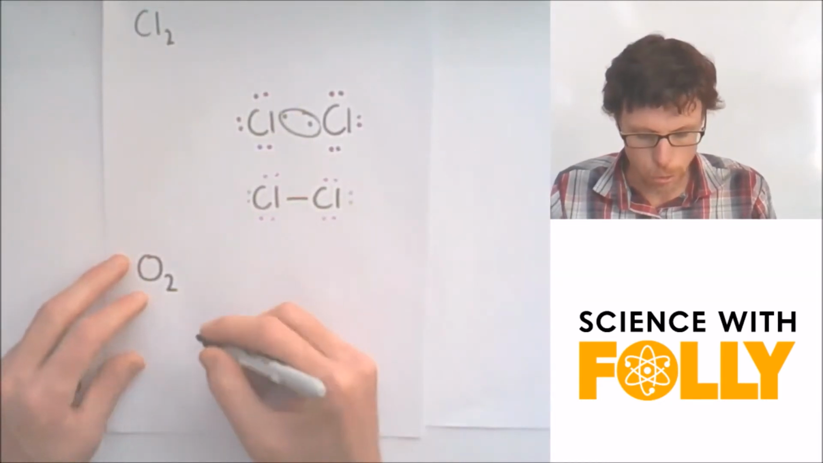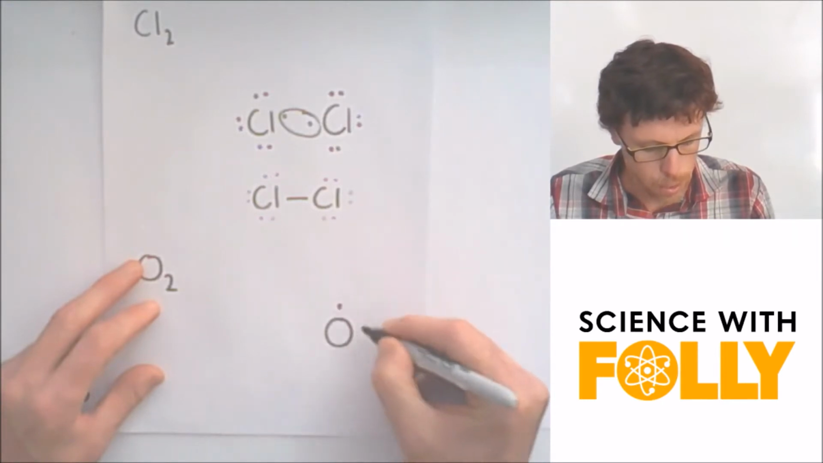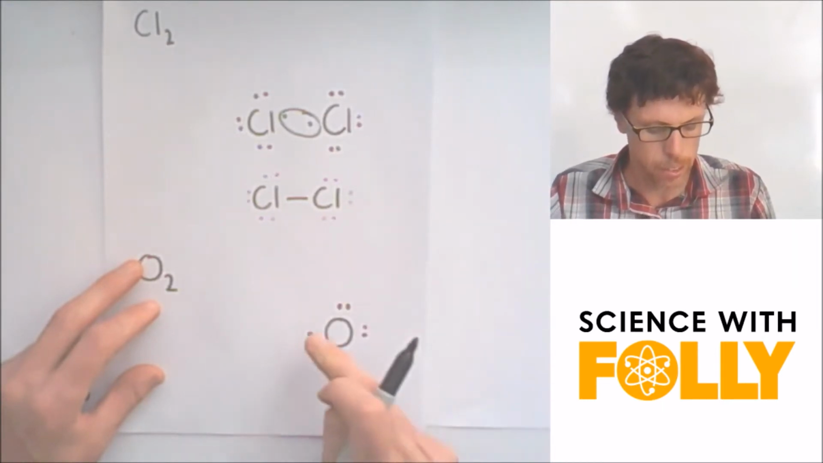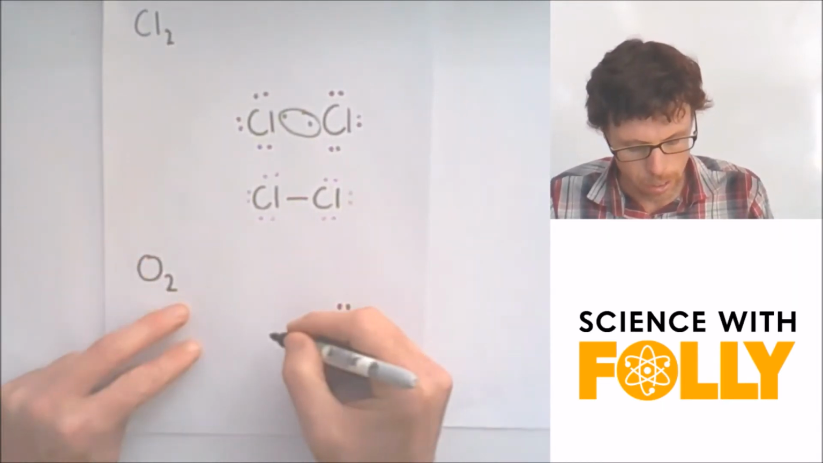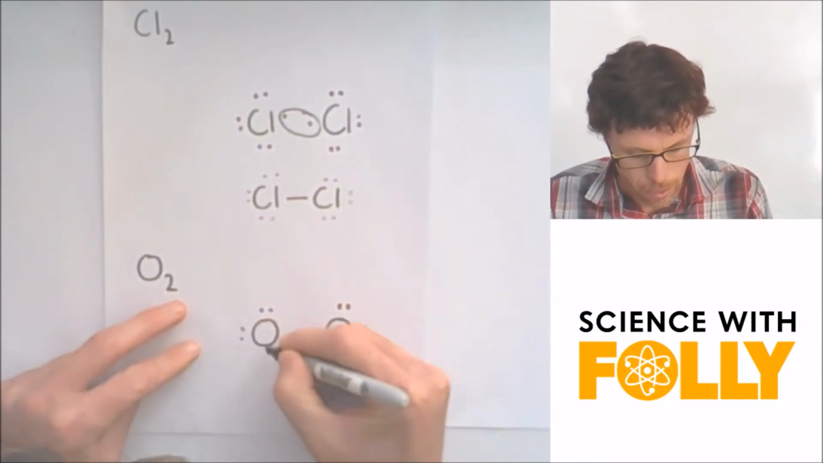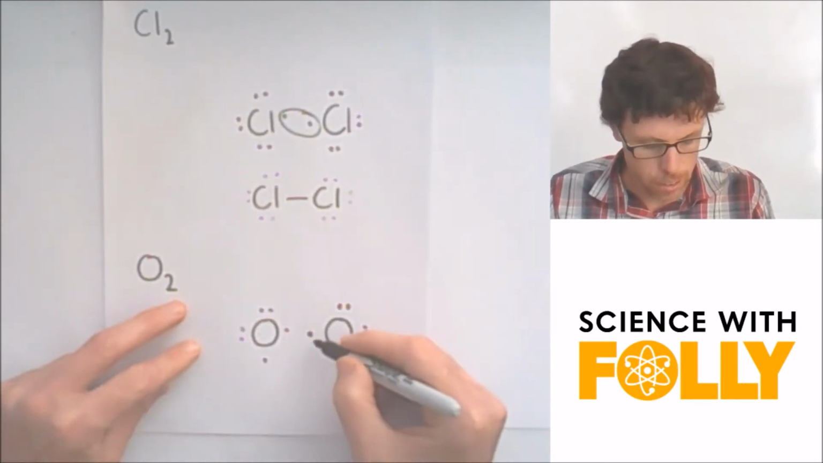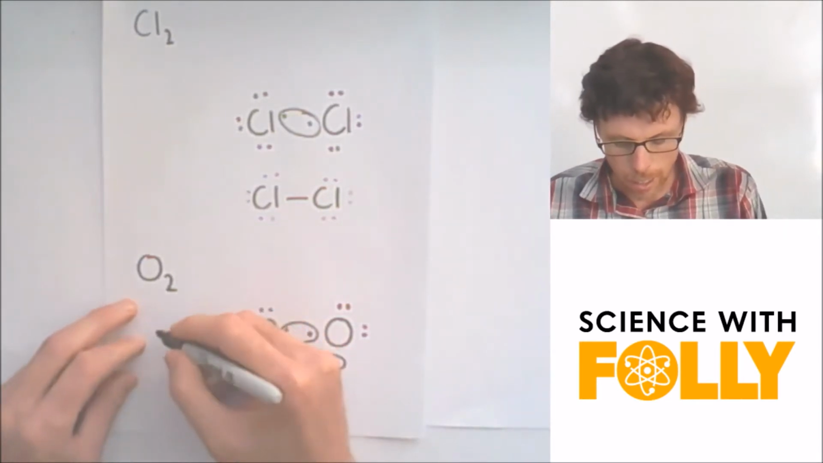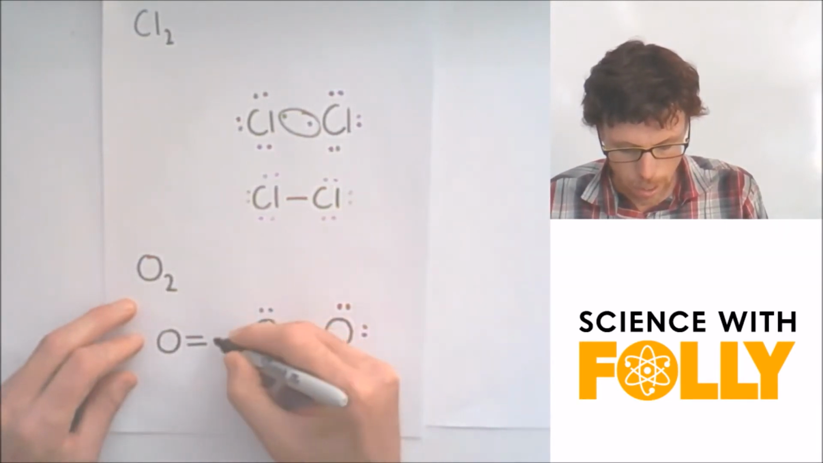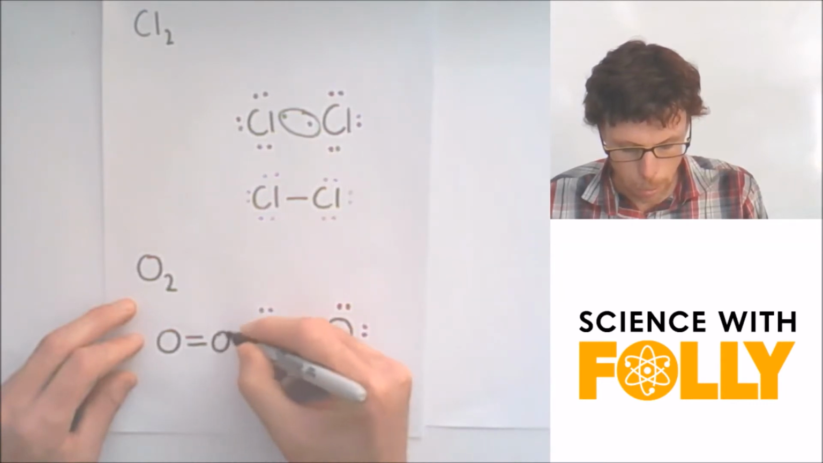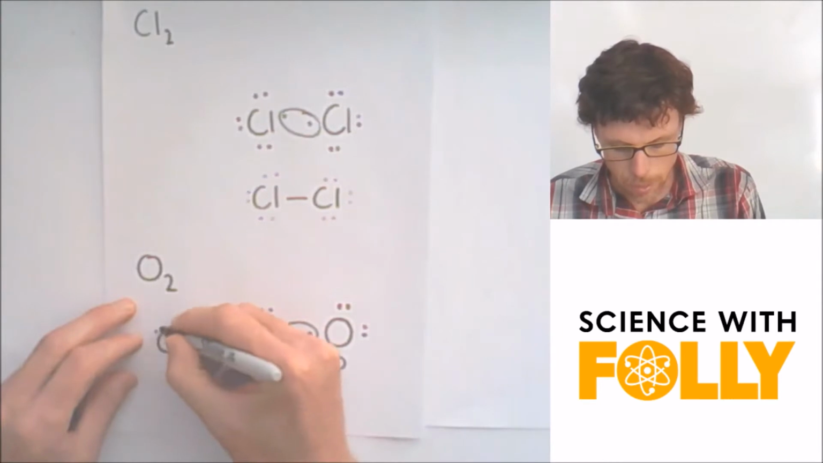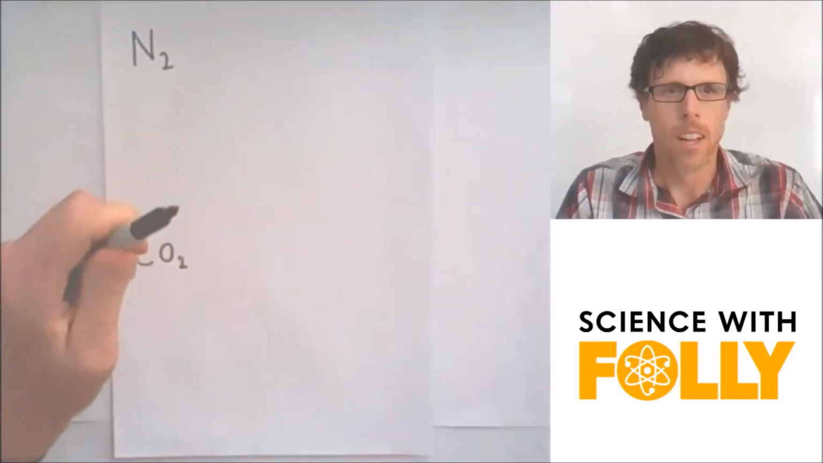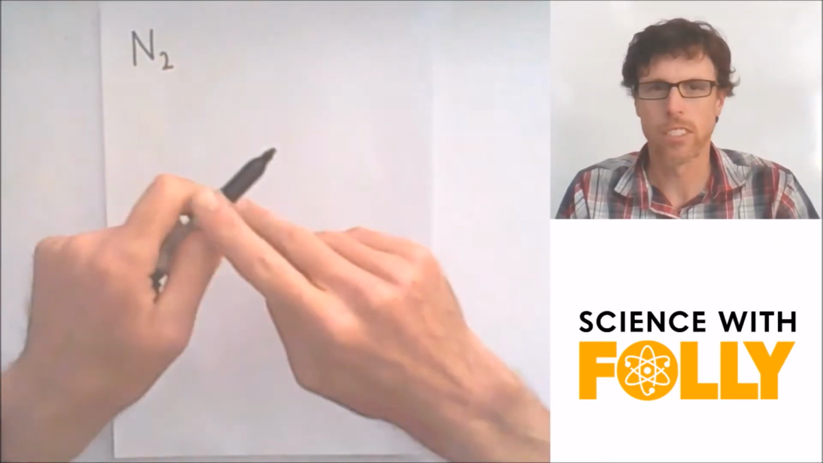Oxygen gas, O2. Now oxygen has 1, 2, 3, 4, 5, 6 valence electrons. It's got 2 pairs, 2 lone electrons. Let's draw another oxygen here. And what oxygen does is it shares those 2 to make a pair, shares those 2 to make a pair, and oxygen ends up with a double bond. Like that. I want you to try a couple of tricky ones yourself.